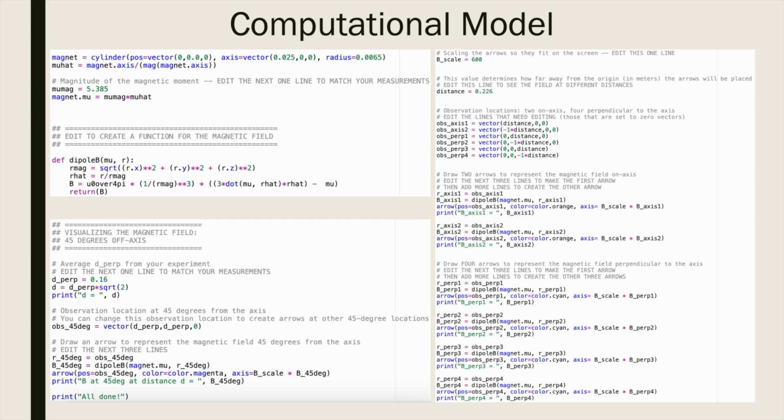For the computational model, here is the function created to calculate the magnetic field using the general formula for the magnetic field of a magnetic dipole. Here is the code for drawing and scaling multiple arrows on axis and perpendicular to the axis to visualize that magnetic field. Then we also incorporated the code for calculating and drawing the off-axis magnetic field arrow.